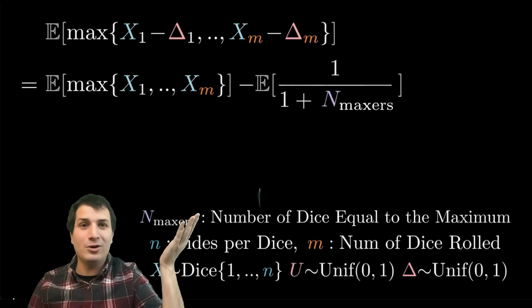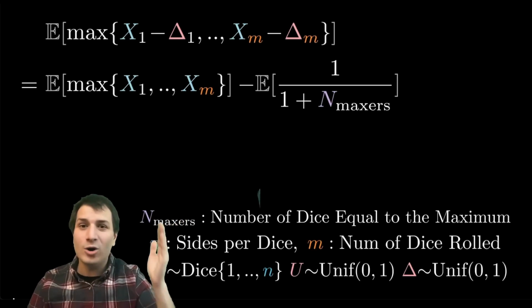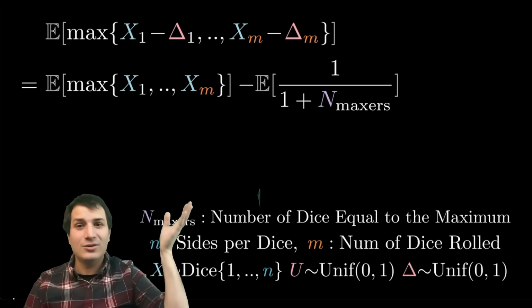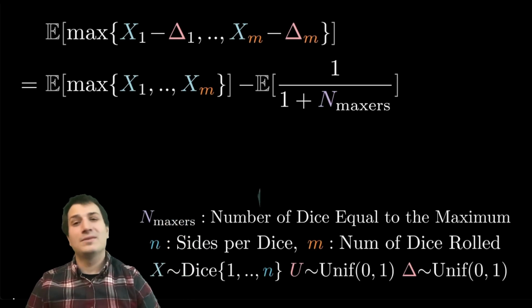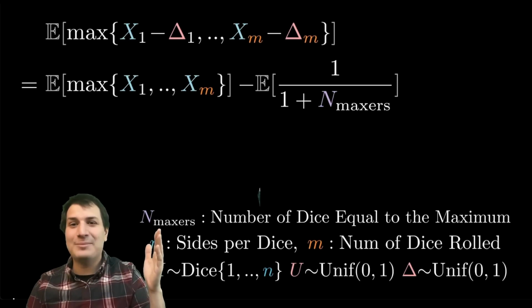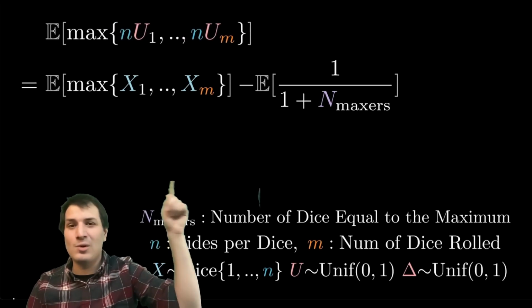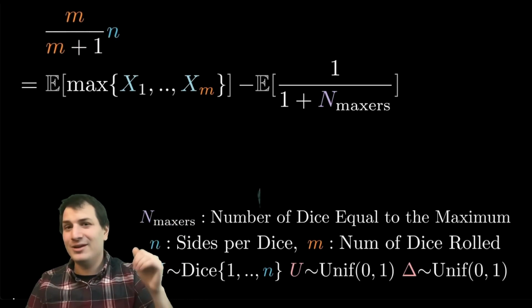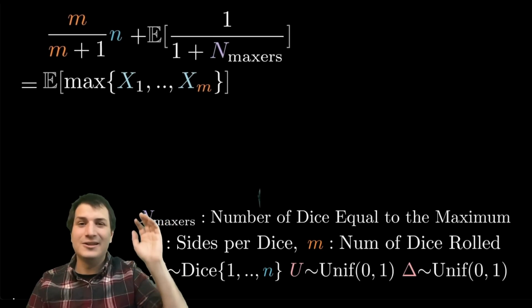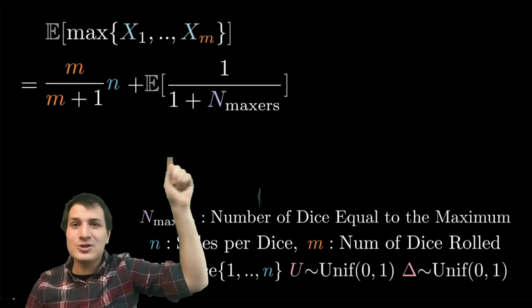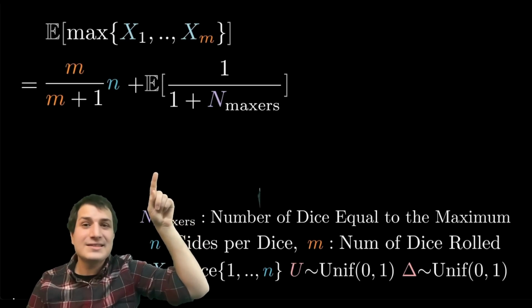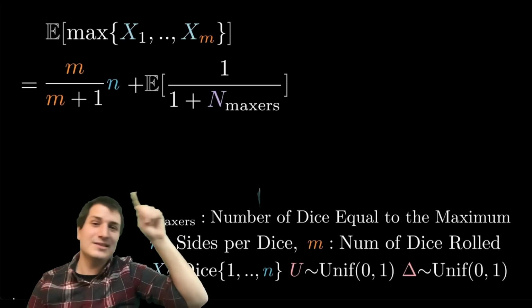So by what we did before, that expected value is 1 over 1 plus the number of n maxers, right? The number of dice rolls that are tied, you get 1 over 1 plus that amount. That's exactly like the expected value of uniforms we did earlier. And now we're in good shape. The left-hand side of this equation is exactly what we want with the nu's. Pull the factor of n out, you get m over m plus 1 times n. Rearrange the equation for what we want, and we find that the average maximum of a dice roll is m over m plus 1 times n plus this expected value. It's exactly equal to this. This is an exact formula.